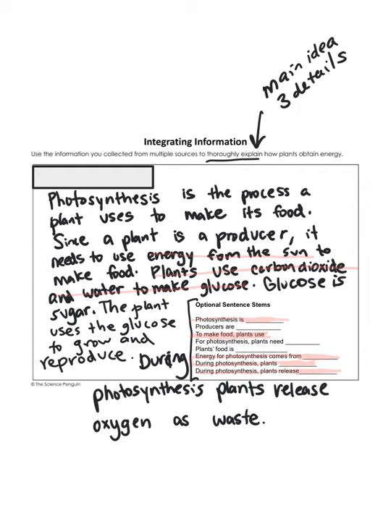All right, let me read my writing one more time. Photosynthesis is the process a plant uses to make its food. Since a plant is a producer, it needs to use energy from the sun to make food. Plants use carbon dioxide and water to make glucose. Glucose is sugar. The plant uses the glucose to grow and reproduce. During photosynthesis, plants release oxygen as waste. So I feel like with this paragraph, I pretty much have explained the process.